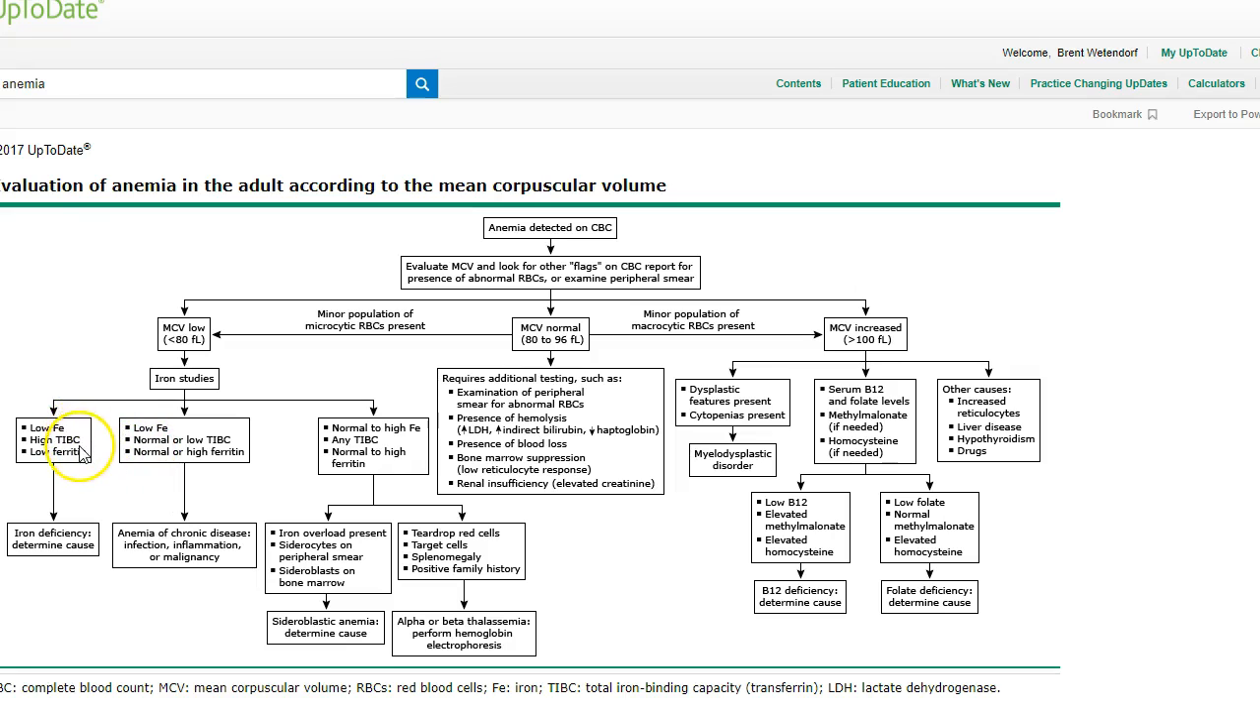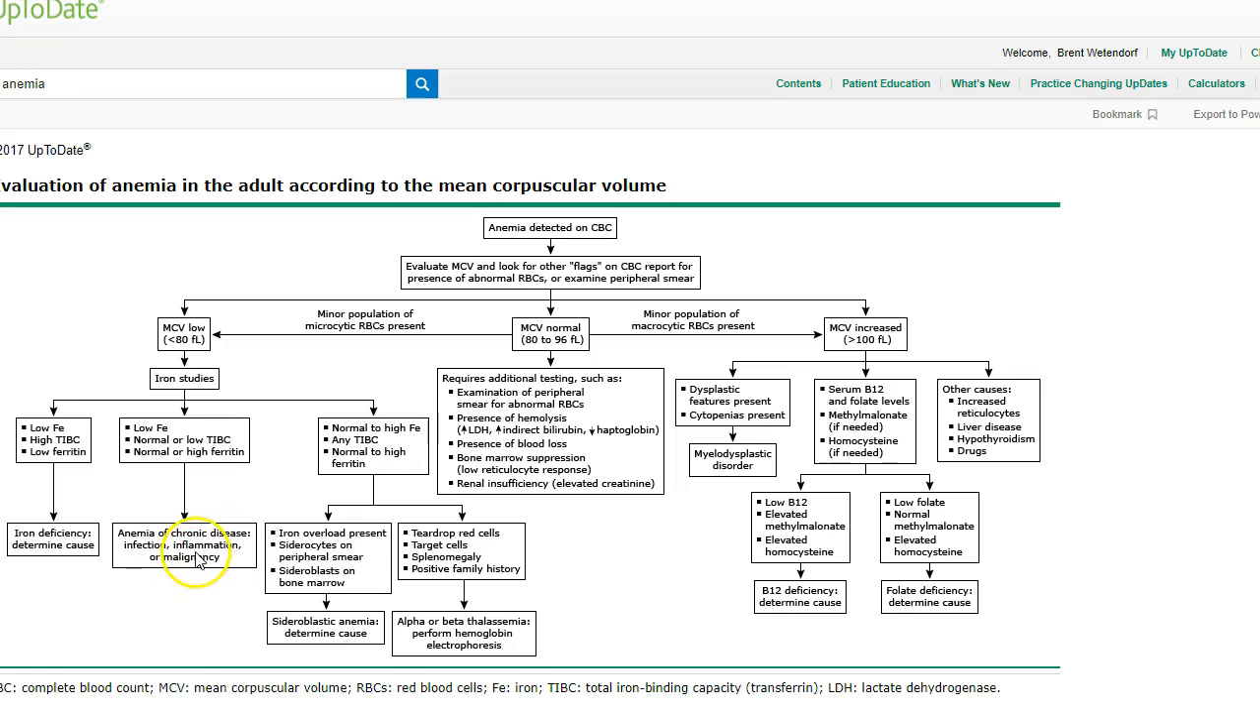So this basically shows you if you have a low serum iron, high TIBC, low ferritin, you're likely dealing with iron deficiency. Determine the cause and treat. If you have a low serum iron, a normal or low TIBC, and a normal or high serum ferritin, it's likely going to be anemia of chronic disease. Again, that's that high ferritin. That's how we differentiate these two, right?